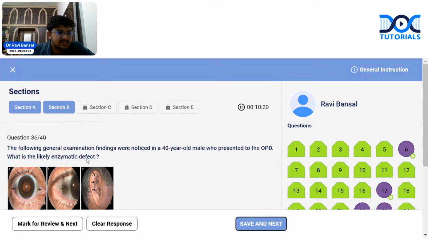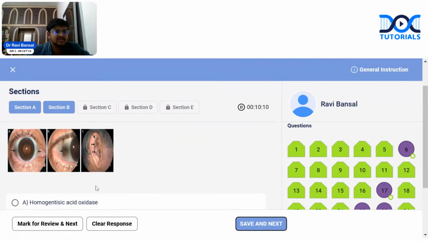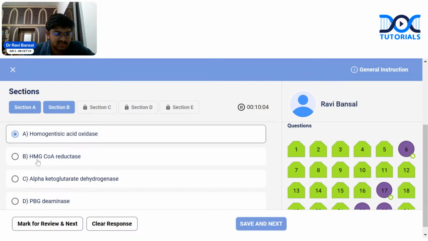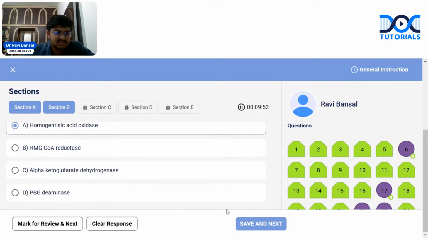Most likely enzymatic deficiency. General examination of a 40-year-old male presenting to the OPD. They are given black discoloration of sclera and black discoloration of earlobes. So alkaptonuria. Alkaptonuria occurs because of deficiency of homogentisic acid oxidase. HMG, no, this is for cholesterol. Alpha ketoglutarate, this is the citric cycle. This cannot be. PBG deaminase, this will be porphyria. So this is correct.